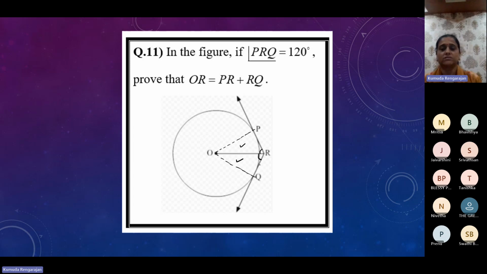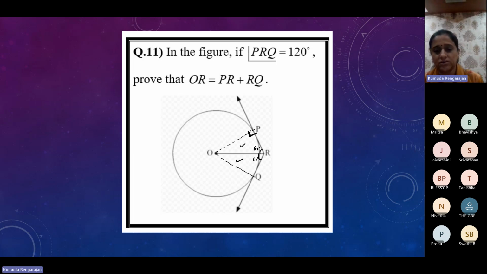By CPCT, this angle is equal to this angle. The whole angle is 120, so it will be 60 here and 60 here. Take any one of the two triangles, both are right triangles. Say you take this one. This is 90 degrees, right? Because the radius and tangent are perpendicular to each other.